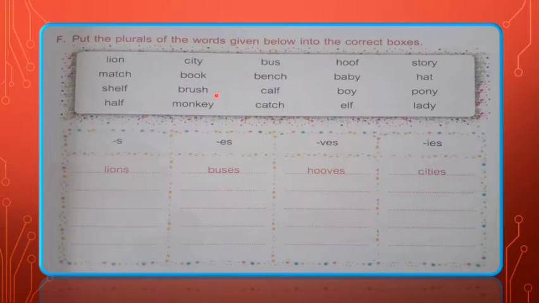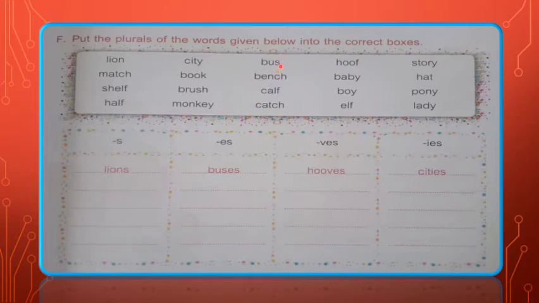Next, brush. Brush ends with SH. Yes, children, when a word ends with SH, what do we add? ES. So we will write here B-R-U-S-H-E-S, brushes. Next word, monkey. Monkey ends with Y, and the letter before Y is a consonant? No, it is a vowel letter. That's why we will add S. So we will write here M-O-N-K-E-Y-S, monkeys.